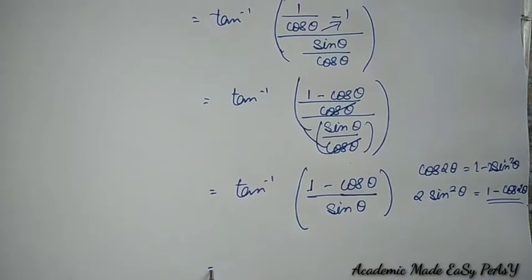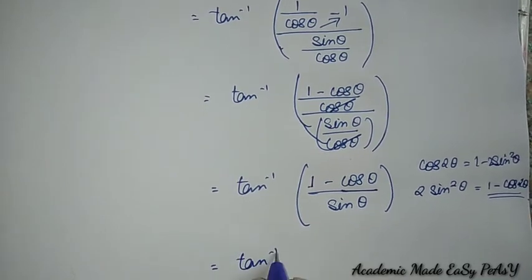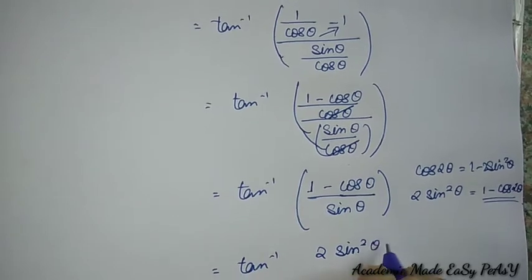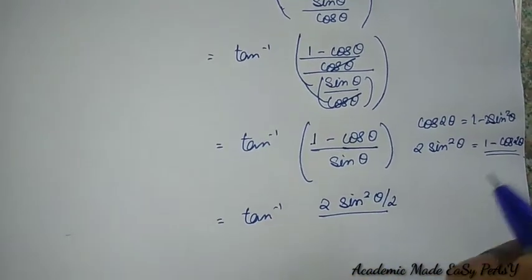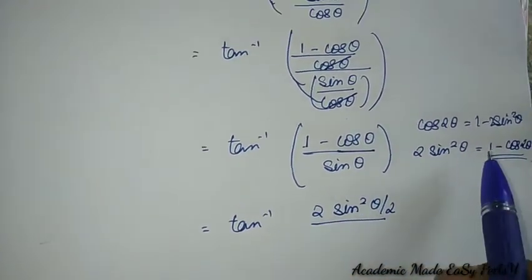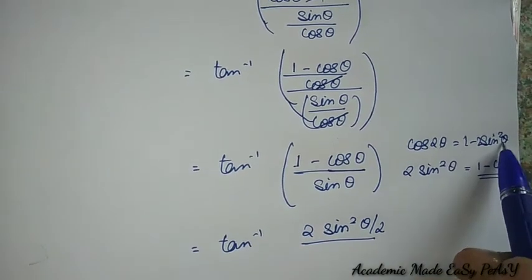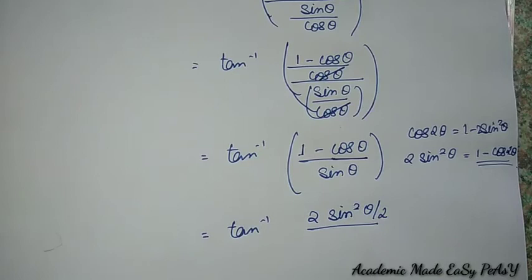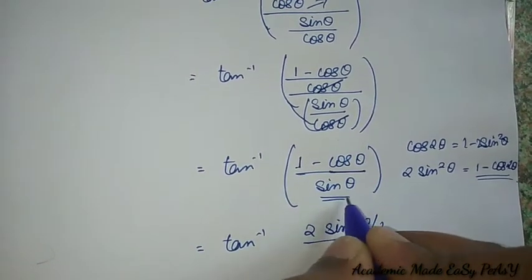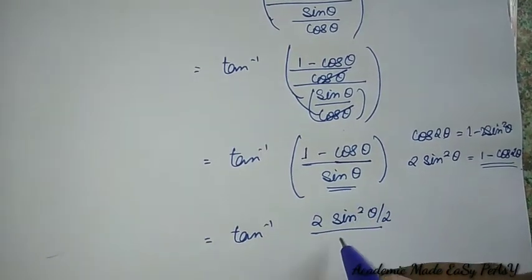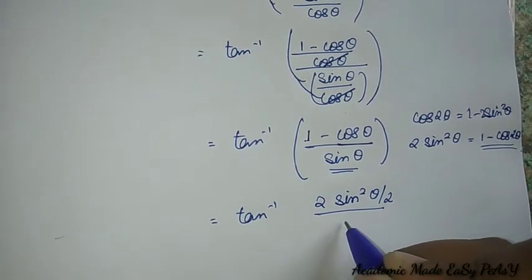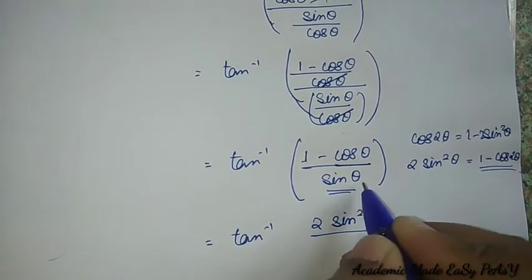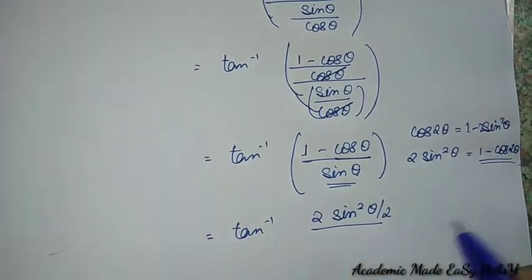So I will be writing tan inverse of 2 sin square theta by 2. Here since 2 theta is here, only theta, when I have only theta here, it should be theta by 2. And if I directly write sin theta in the denominator, I can't do anything. Why? Because I have theta by 2 here, but here only theta is there. So I have to change this also.